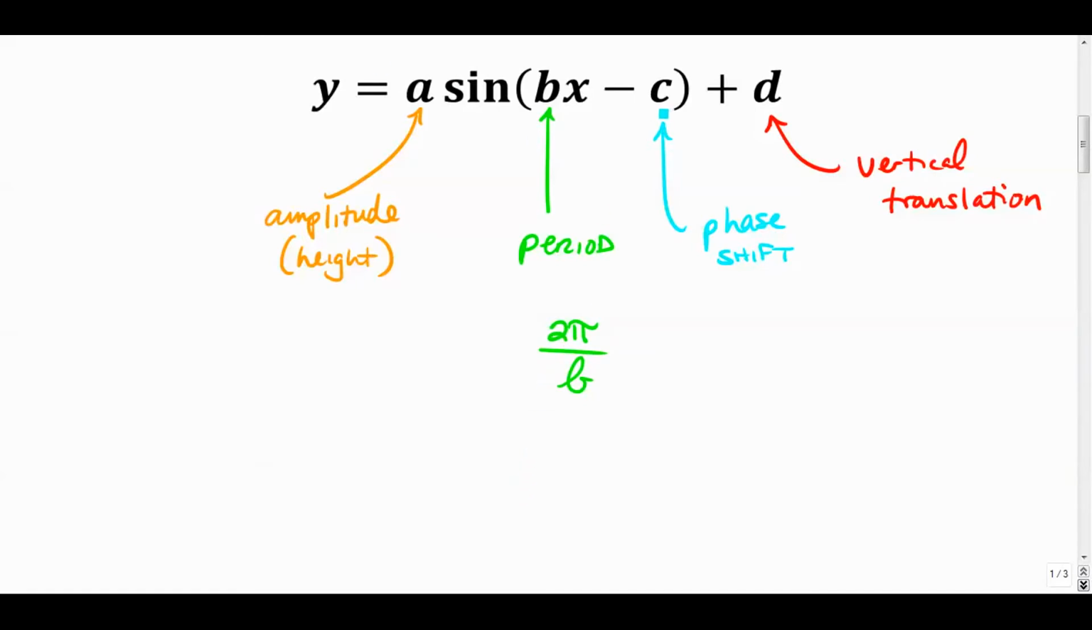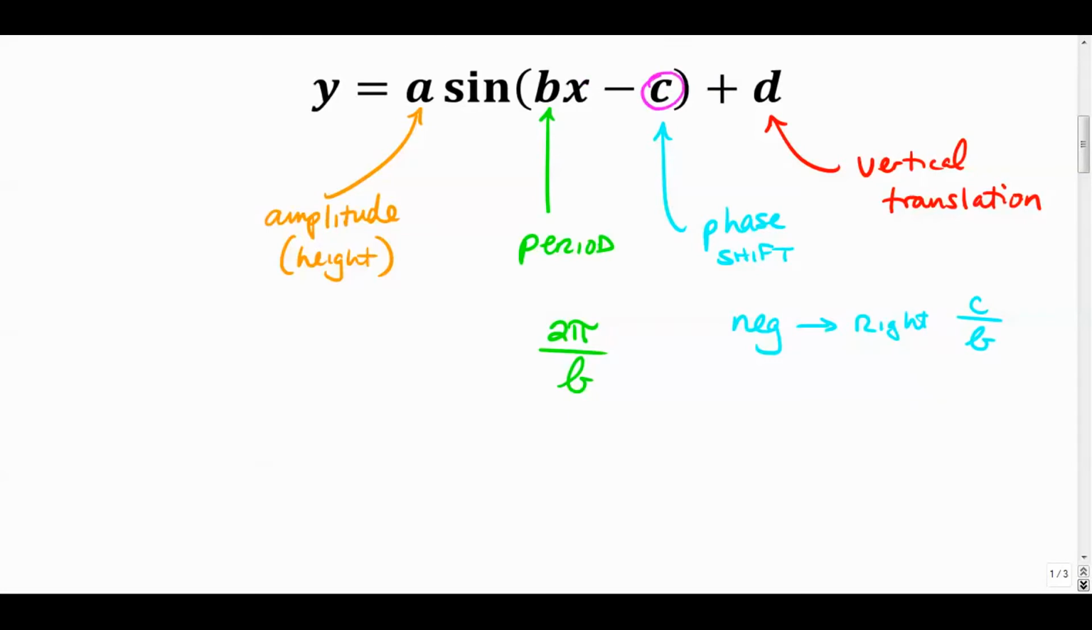Now the phase shift is going to turn out basically opposite of this. Let me explain what it means first. When we phase shift a graph, that means we move it left and right. To determine whether you move left or right, you have to look at this sign, and it's kind of opposite of what you think. If it's negative, you probably want to think that it moves left, but it actually goes right. So negative means we go right c divided by b units.